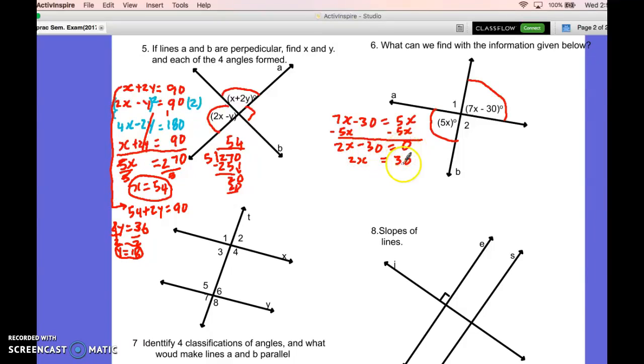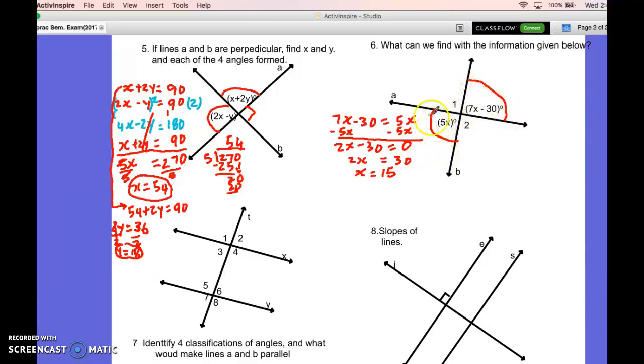When I do, I get 2x equals 30. Adding 30 to both sides, because the 30 would cancel from the left. Divide both sides by 2. 30 divided by 2 is what? 15. Okay. So that's how we'd find the x there. And once we found the x, we can actually plug it in here to find this angle. That would be 5 times 15, which would be 75. And what would this angle be? Oh, you know it's going to be the same, 75.